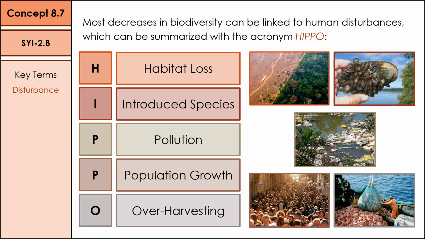The second P is population growth, specifically human population growth. As we grow in our populations, we move into new areas, we disturb more ecosystems. And finally, O is over-harvesting, when we collect more resources than we need to, or more than that particular population can withstand.